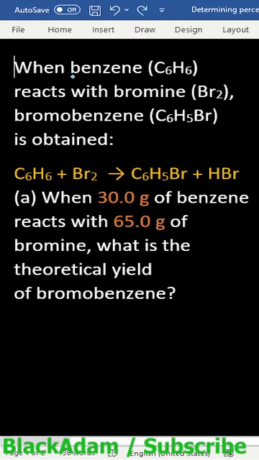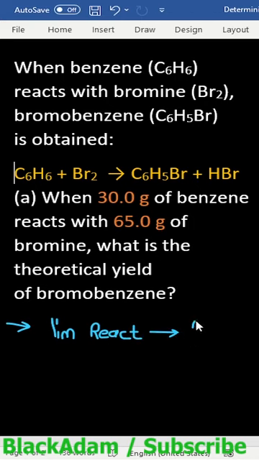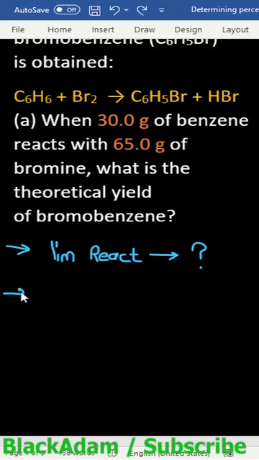So we have benzene, C6H6, and bromine, the diatomic compound. We have the reactants and the product, and we have to find the theoretical yield of bromobenzene. Before we find the theoretical yield, we need to find which of the reactants is the limiting reactant. Is it the bromine or the benzene?